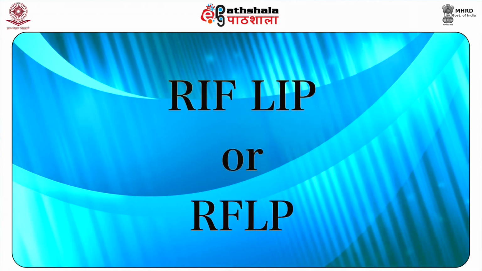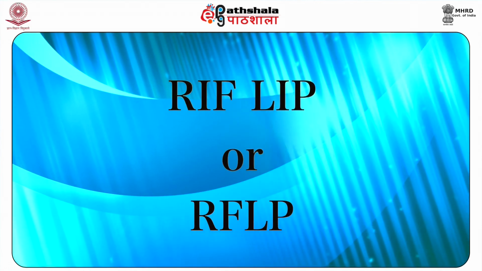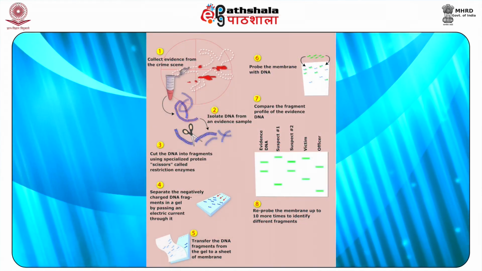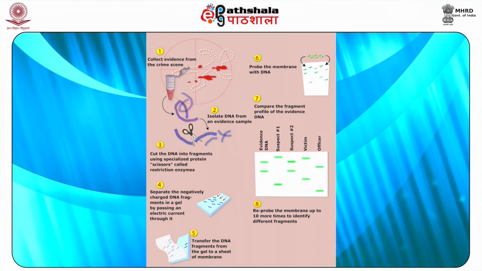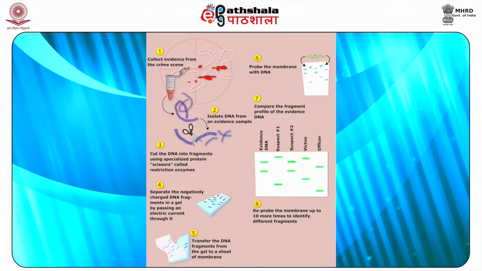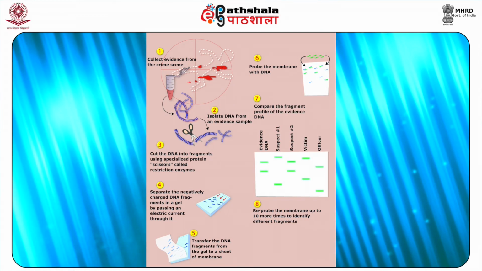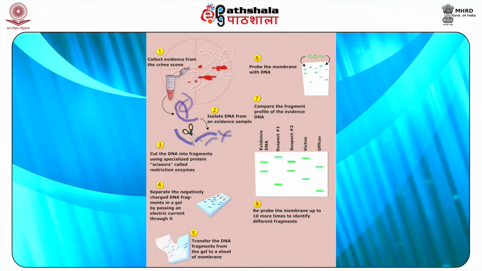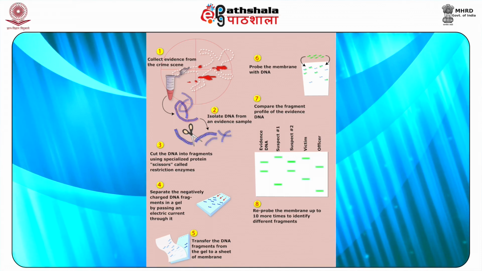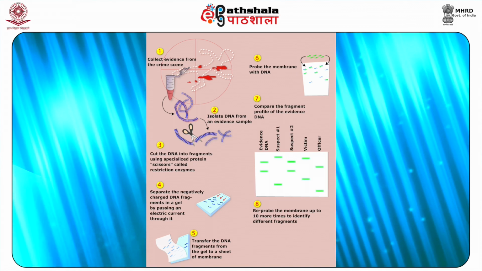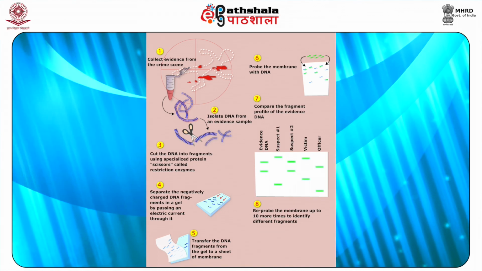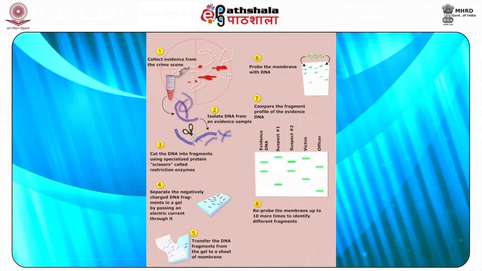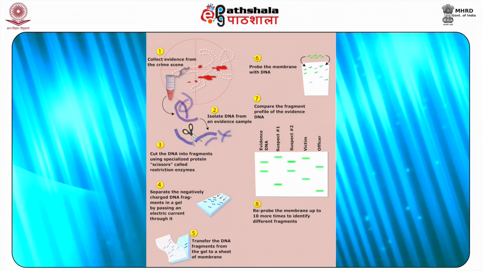Now we will study the RFLP technique. RFLP, or restriction fragment length polymorphism. The basic technique for detecting RFLPs involves fragmenting a sample of DNA by a restriction enzyme, which can recognize and cut DNA wherever a specific short sequence occurs, in a process known as restriction digest.